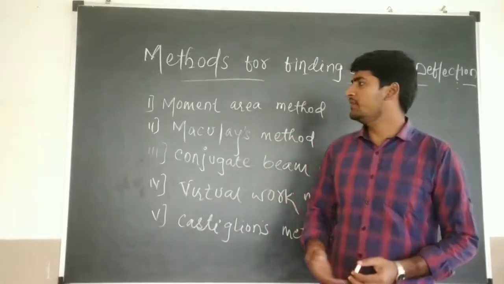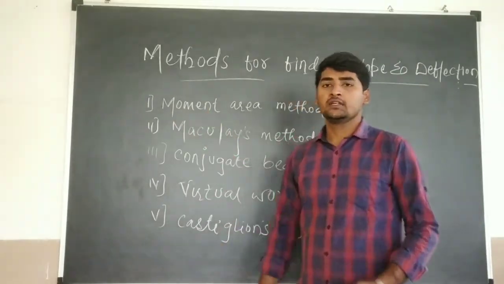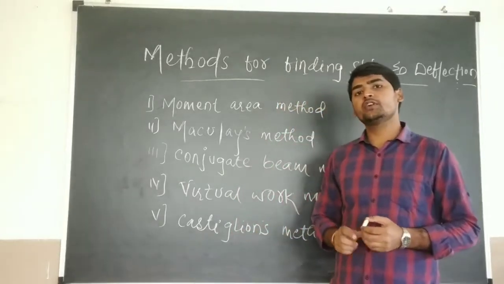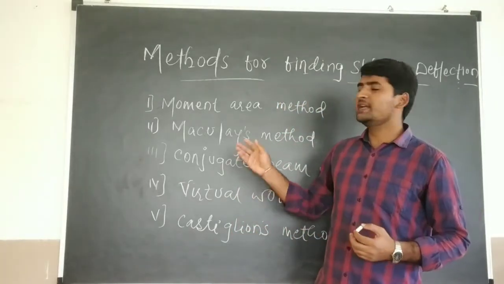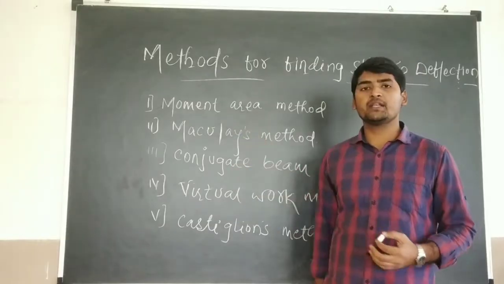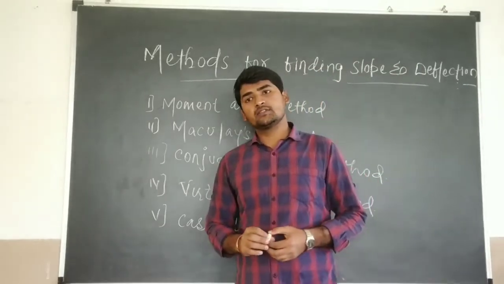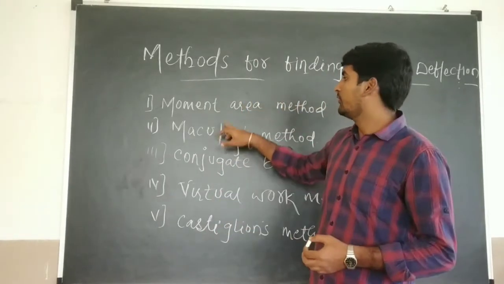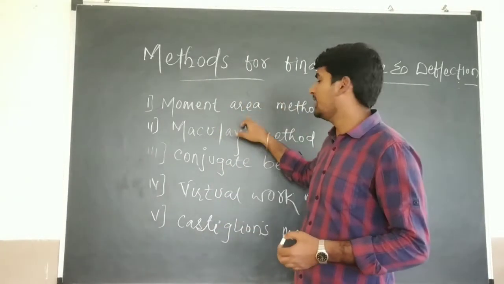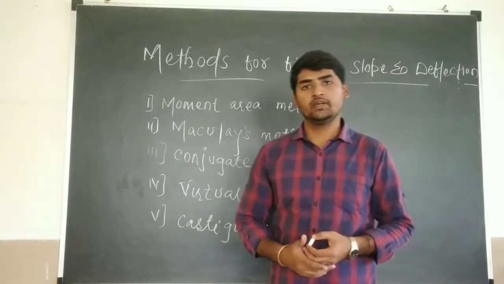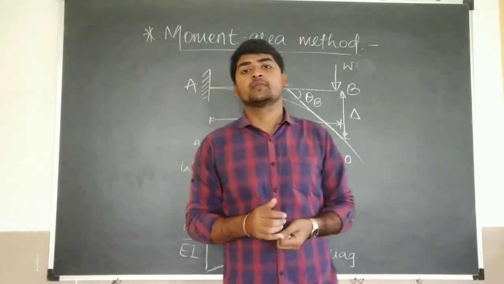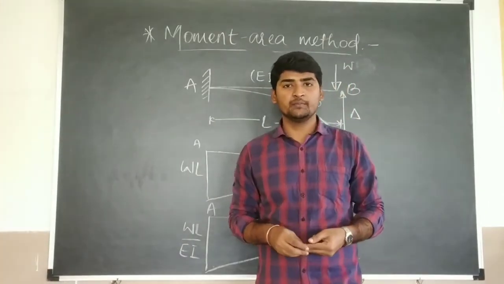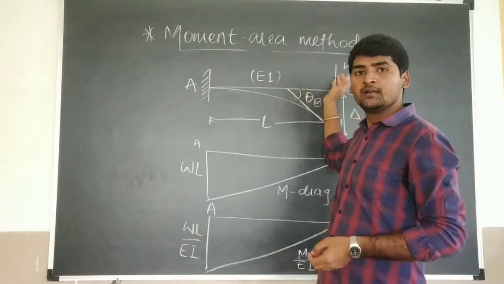So in this video we will discuss the first type, that is the moment area method. In university exams, many times this moment area method has been asked for 6 marks or for 10 marks. Okay, so we will discuss this method thoroughly in this video. Now we will discuss the first method by which we can find out slope and deflection of a beam, and that is the moment area method.